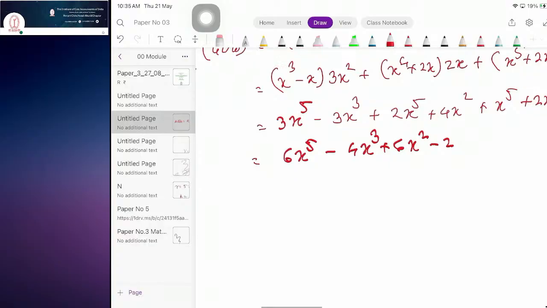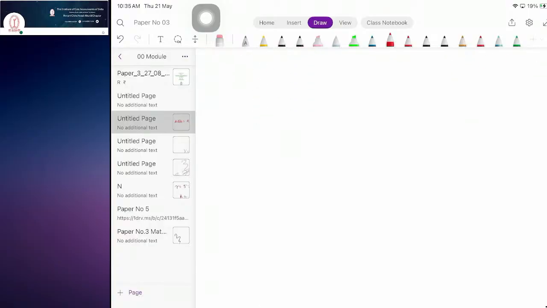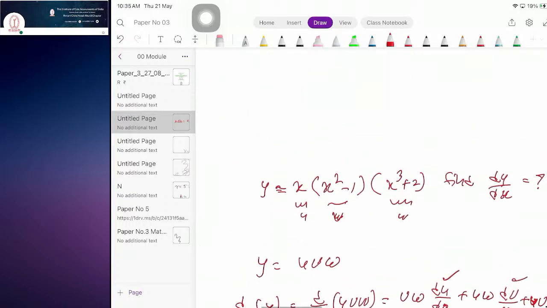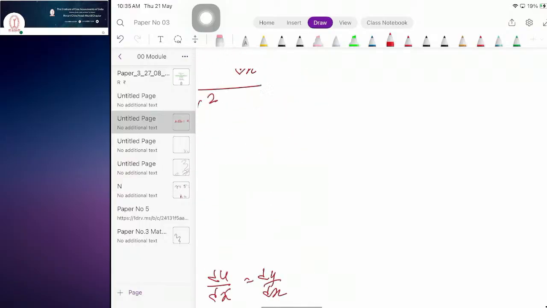Let's take one more example. If y is equal to 10ˣ into x¹⁰, find dy upon dx. Again there are two terms. The first term will be called u, 10ˣ, which implies du upon dx. 10ˣ is aˣ, and we know that we have already written the formula for aˣ.